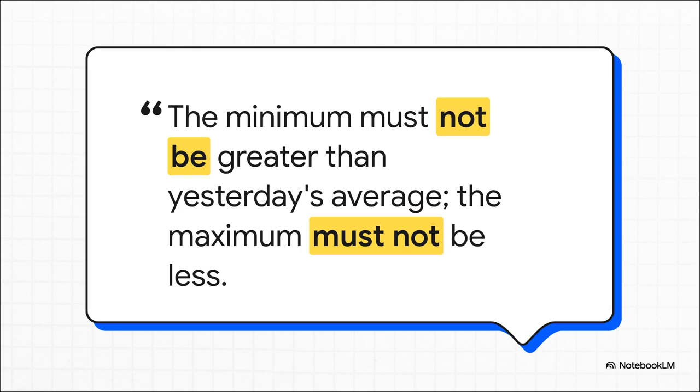Take a look. The minimum temperature must not be greater than yesterday's average temperature. And then, the maximum temperature must not be less than yesterday's average temperature. I know. At first glance, it reads like something out of a super dry instruction manual, right? But stick with me, because this is the puzzle we're here to solve.